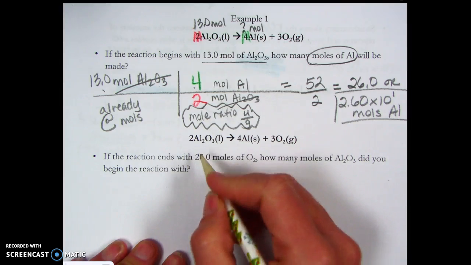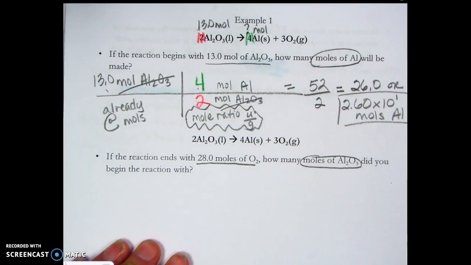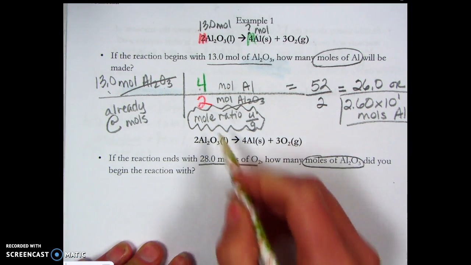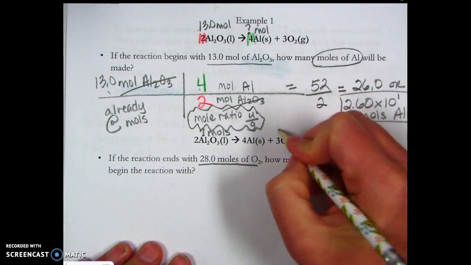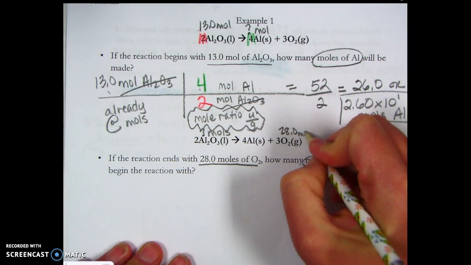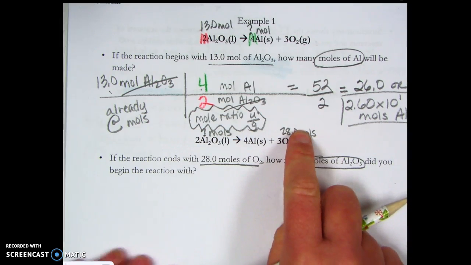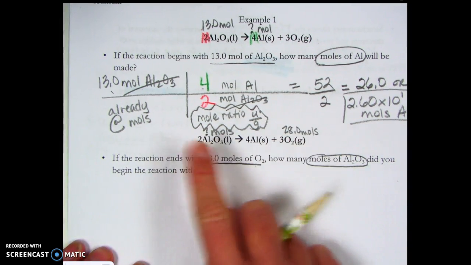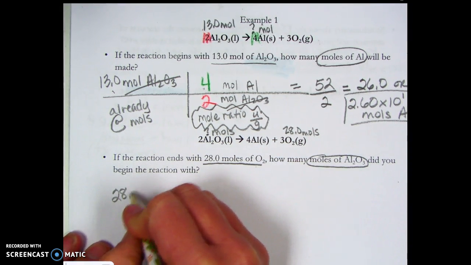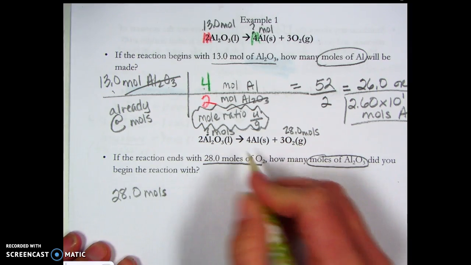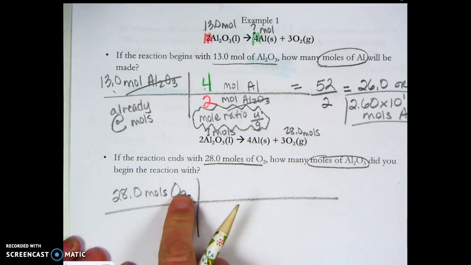If the reaction ends with 28.0 moles of oxygen, how many moles of aluminum oxide did you begin with? So, we're going to write question mark moles and 28.0 moles as my given of oxygen. Make sure you underline, circle, and label. We'll eventually get to 7 givens, so we need to make sure we keep up with our stuff. We always start by writing the given, 28.0 moles of O2. Remember, every blank needs a number, a unit, and a formula.